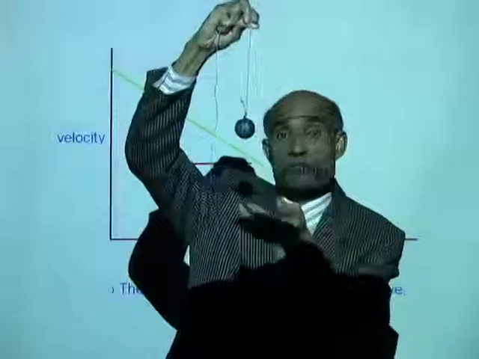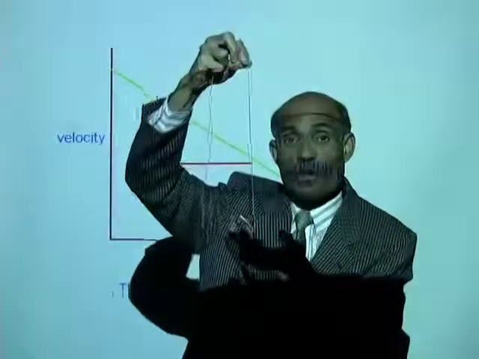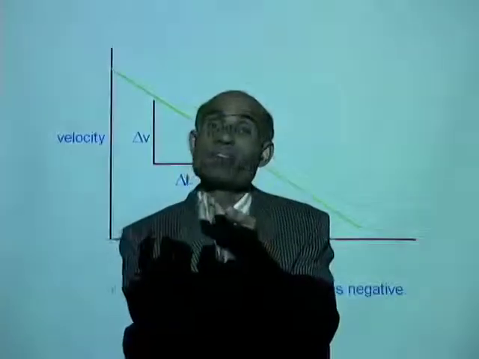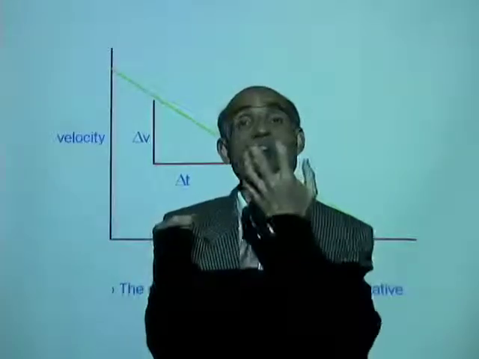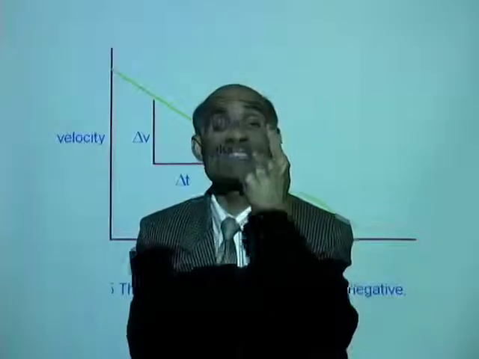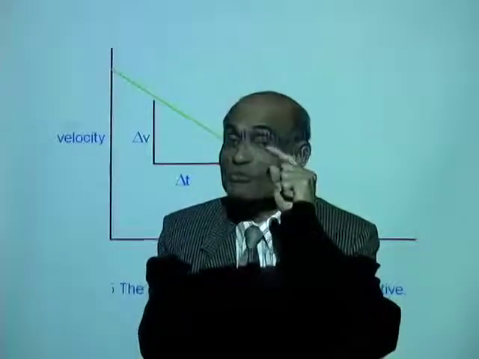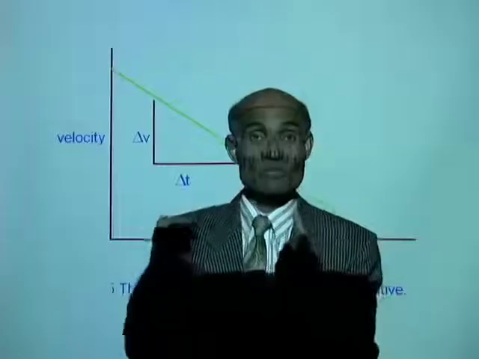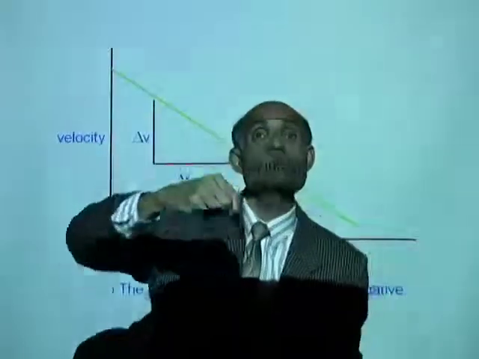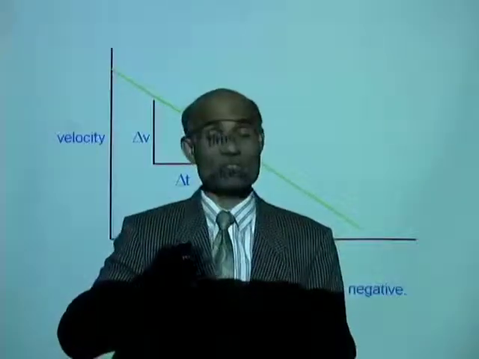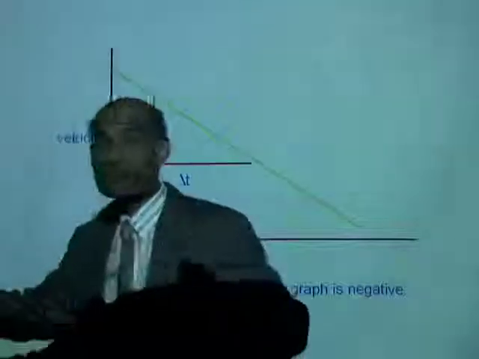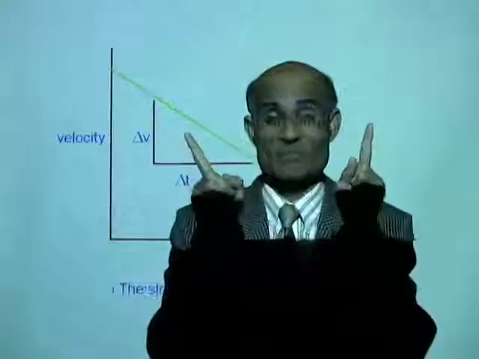So, if this object is allowed to fall, it actually falls with an acceleration. Is that acceleration positive or negative? We will use it as negative, not because the speed of the object is reducing, but because the acceleration is directed in the negative y direction. You see that? So, we will use negative acceleration in those two senses.